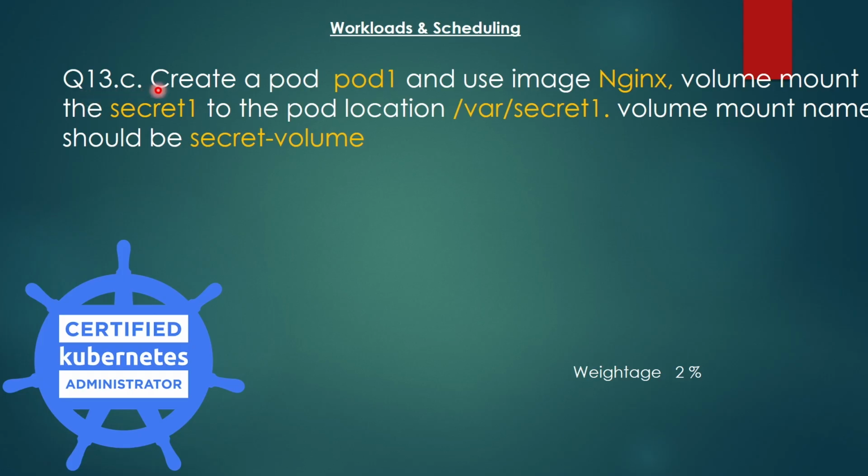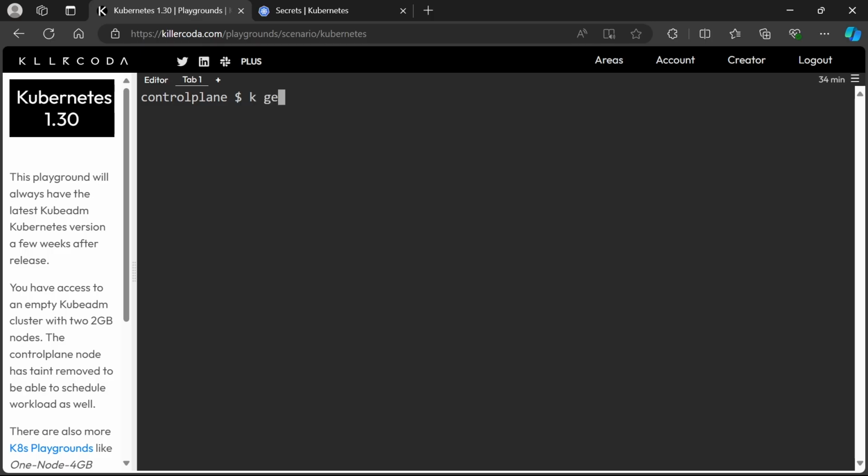The next question is to create a pod named pod1, using image nginx, and volume mount the secret1 to the pod location /var/secret1. The volume mount name should be secret-volume, which means we have to mount the secret1 which we created in the first question into the pod specific location. Okay, let's go to the cluster. Let's check the secrets first. We have 2 secrets. We have to use secret1 and mount that to pod1. Okay, let's create a pod YAML file.